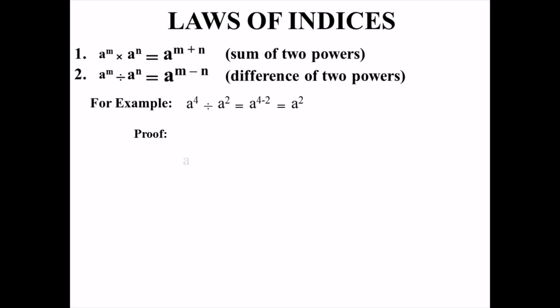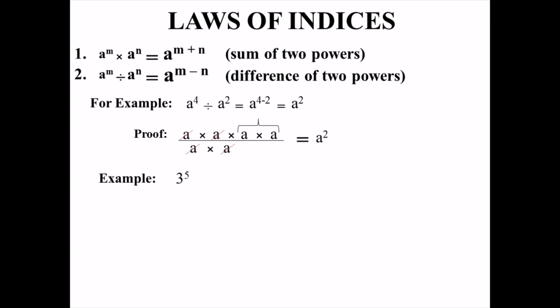We can look at the proof for this law, and we see that a multiplied by a multiplied by a multiplied by a, that is a raised to 4, and we divide by a multiplied by a. So in this case, the first a cancels the first a, the second a cancels the second a, so you can see we are remaining with the two a's, and these two a's translate to a raised to the power of 2.